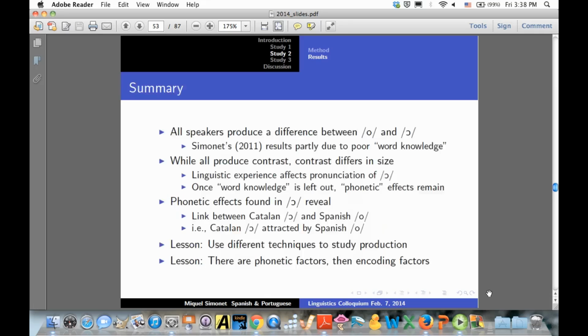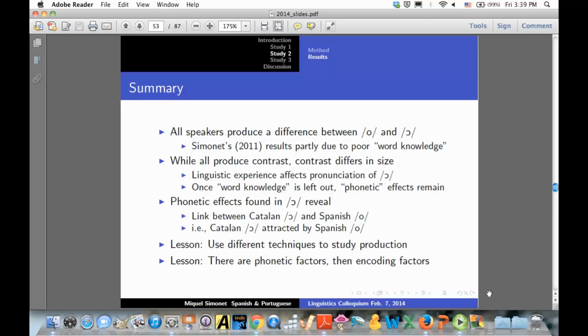So what we've learned from here is that all speakers produce a difference between O and A, and this is different from my previous study. And so what I think is that the results of my previous study were due mostly to not having developed word knowledge, not knowing which word had which vowel, and they were just reading. So maybe it was that, maybe not, but that's what I think. And here, while they all produce the contrast, it differs in size, so we know that at least linguistic experience affects pronunciation of A, and once word knowledge is left out, there are still phonetic effects remaining in some way. There are differences across groups.